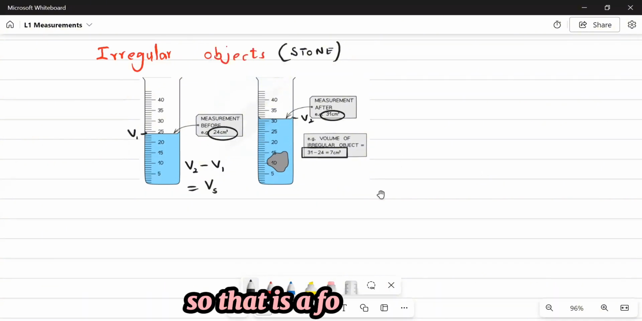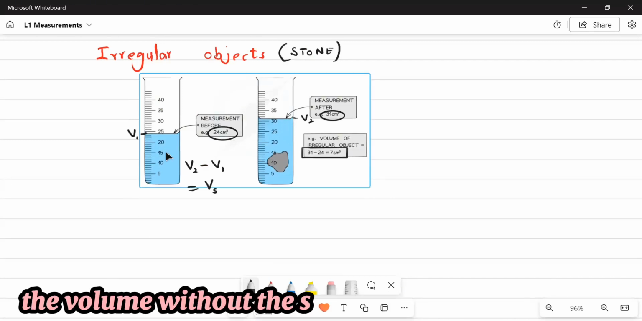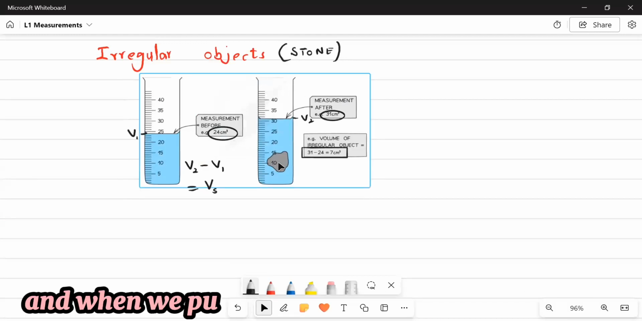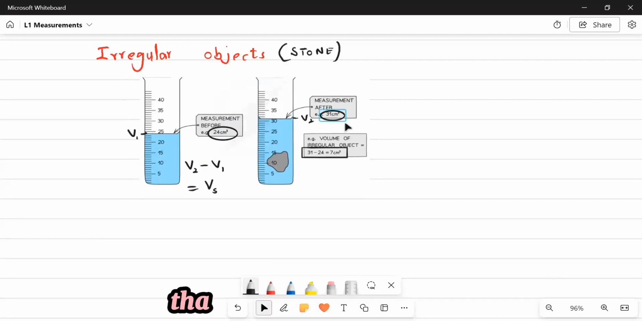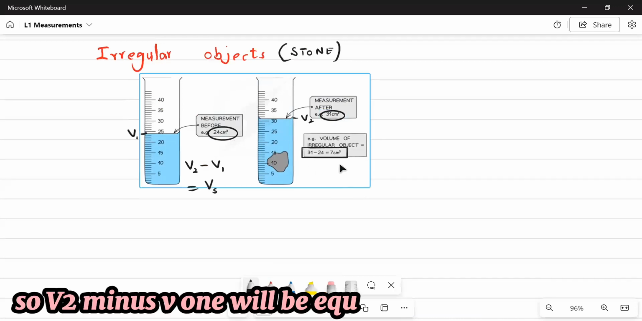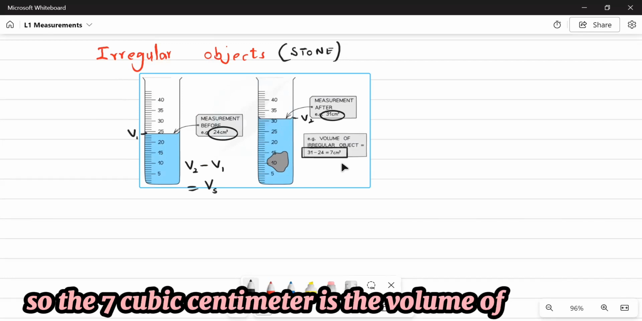So let me give you an example. The volume without the stone is 25 cubic centimeter. And when we put the stone, the volume is increased, that is 31 cubic centimeter. So V2 minus V1 will be equal to 7 cubic centimeter. So the 7 cubic centimeter is the volume of the stone.